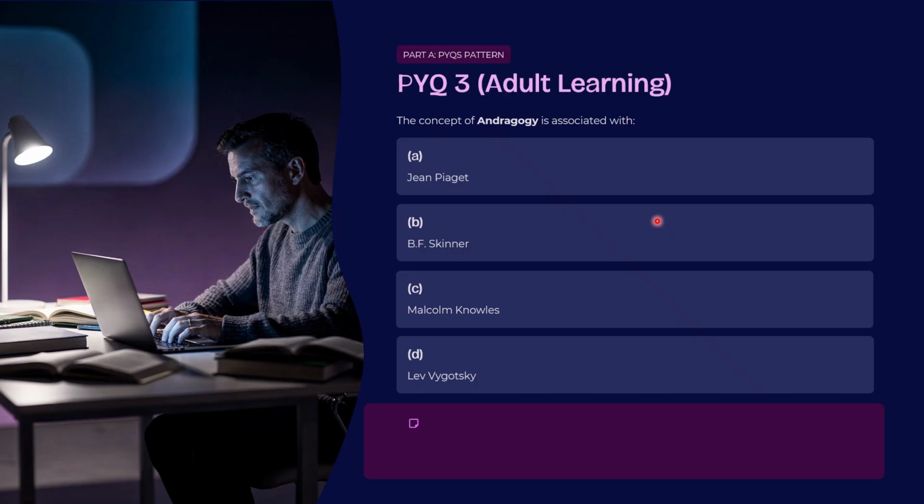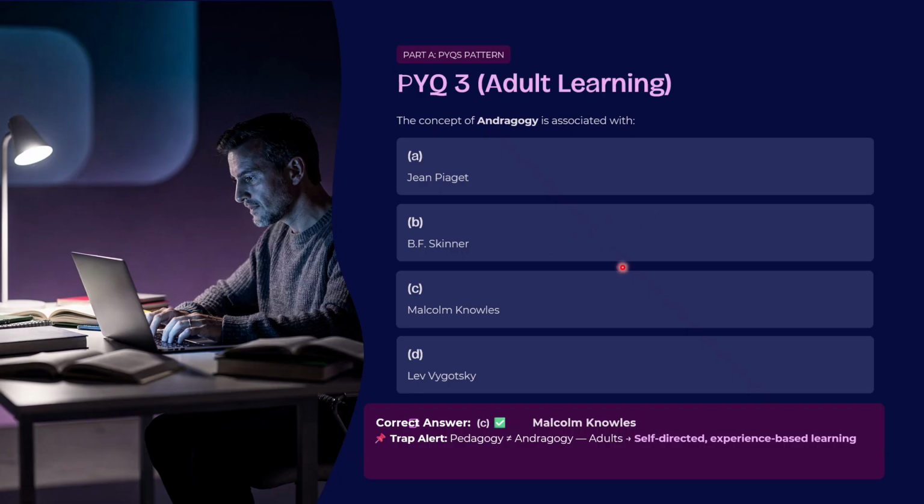Jean Piaget. Piaget is associated with the theory of cognitive development. He explained that children's thinking develops through 4 stages. He did not introduce andragogy. Next is option B, that is B.F. Skinner.